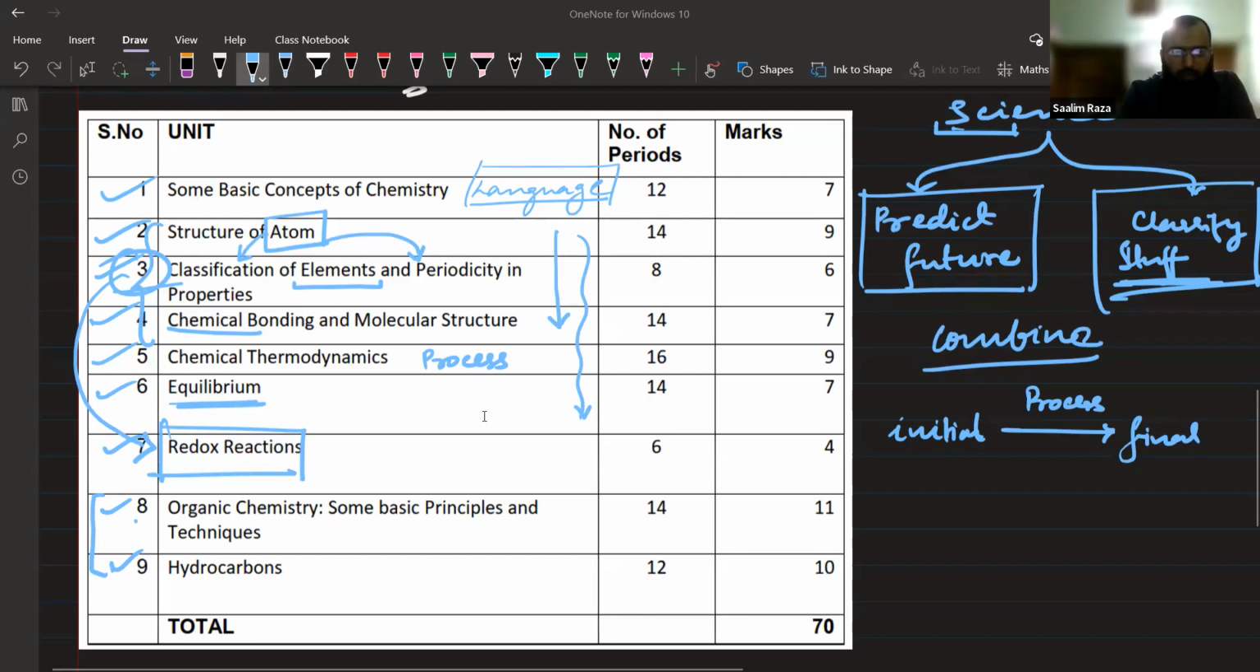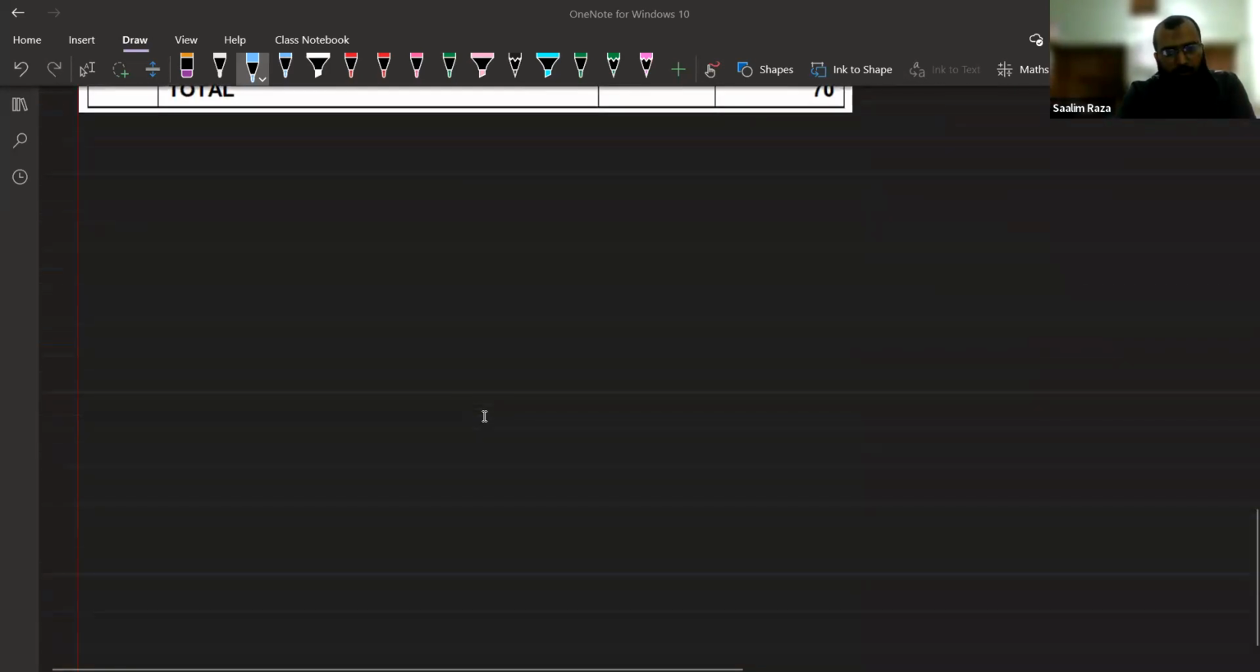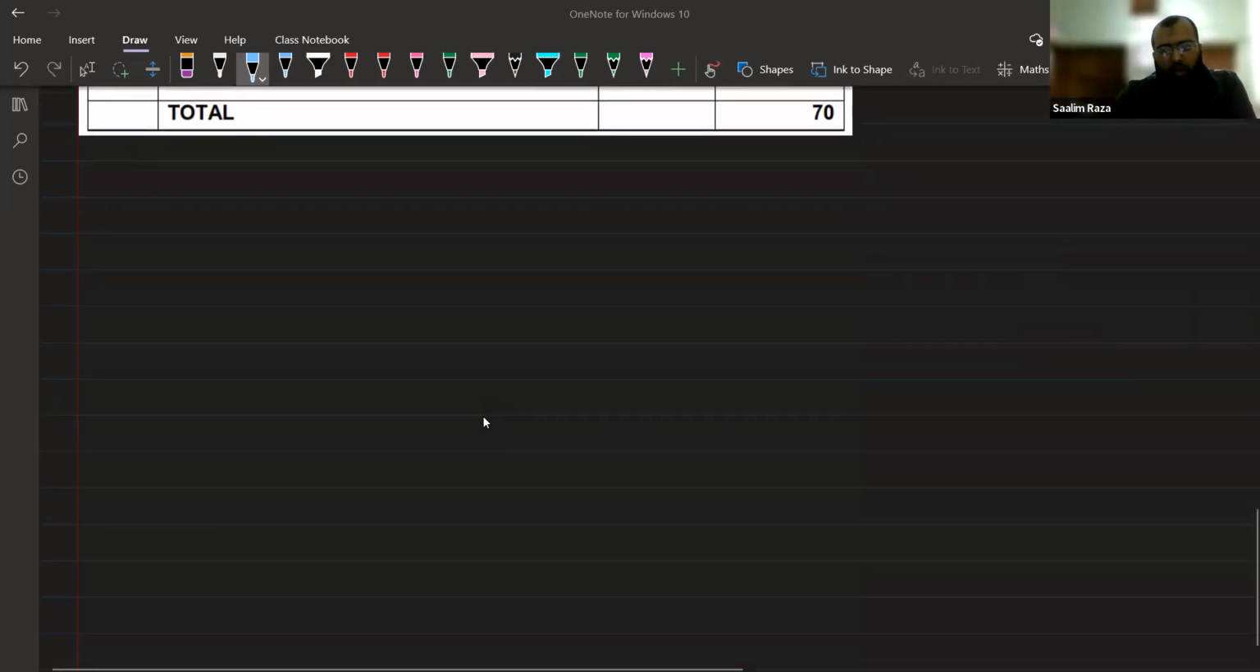Now, coming to the first chapter, that is some basic concepts of chemistry. So, all of you have a notebook. Tell me, Jasleen, Sabiha, Sahila, and Shaim. Yes, sir. Yes, sir. Yes. So all fine. How many pages? Tell me. That notebook is of how many pages?